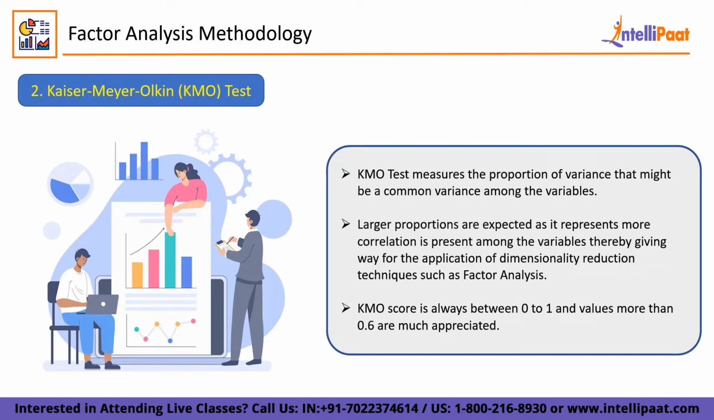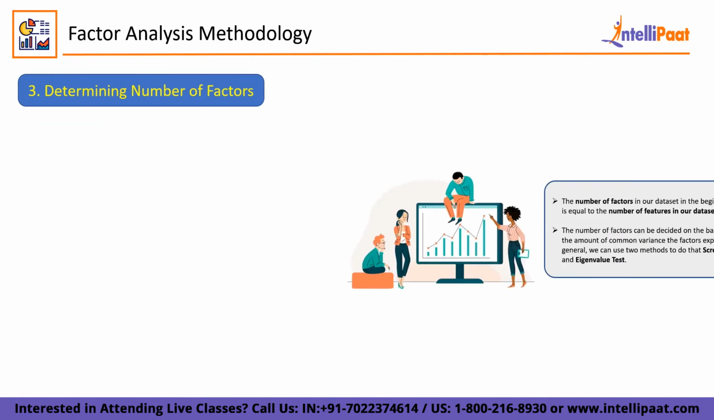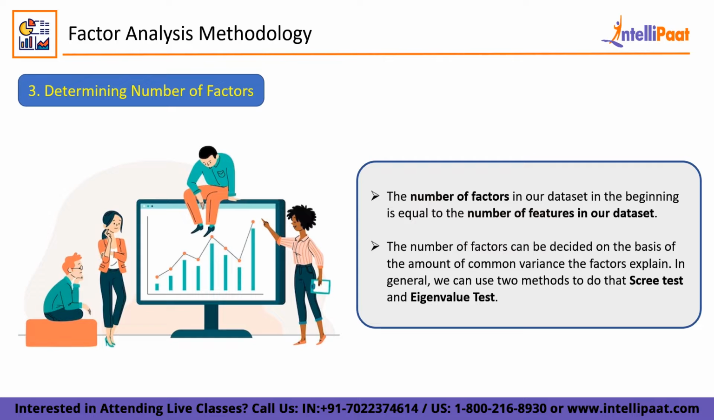Now, the third step we have is determining the number of factors. The number of factors in our dataset in the beginning is equal to the number of variables in our dataset. And we know that all the factors are not going to provide a significant amount of useful information about the common variance among the variables or features. So we have to decide the number of factors. The number of factors can be decided on the basis of the amount of covariance factors explain. In general, what we do is we plot the factors and their eigenvalues. Another way is to perform the scree test.